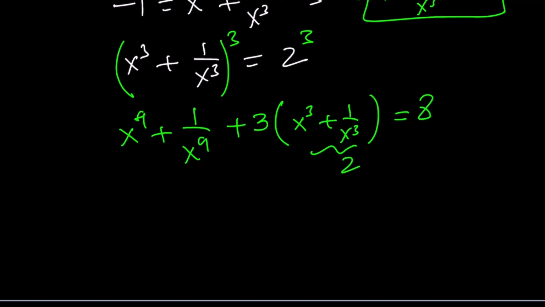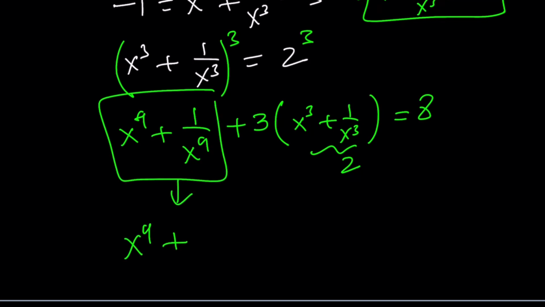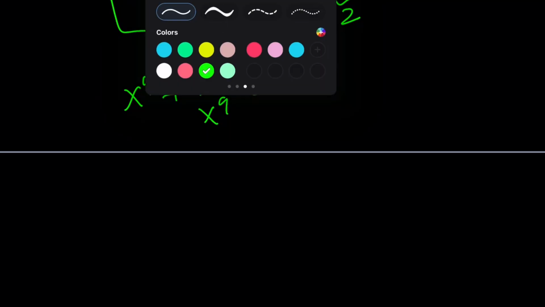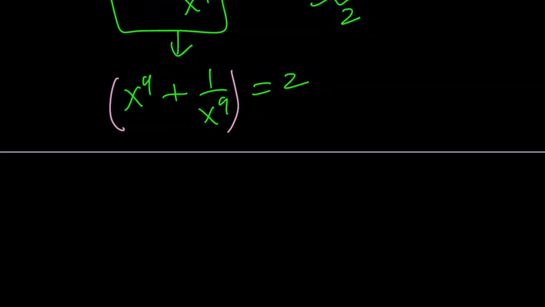So this is 2. 3 times 2 equals 6, and 8 minus 6 is 2. So it also makes this a 2. Okay, great. x to the 9th plus 1 over x to the 9th is also equal to 2. Now we're going to get to the 18th power, so let's go ahead and square both sides, because 9 times 2 is 18. Makes sense, right?